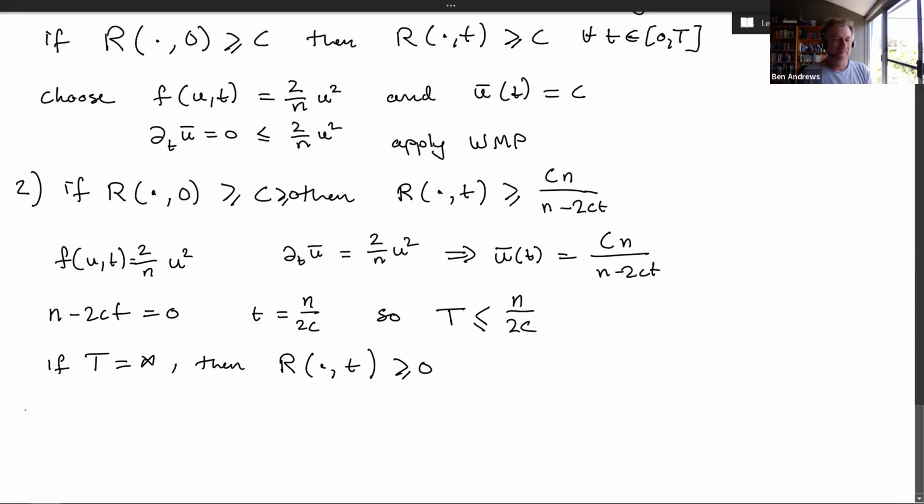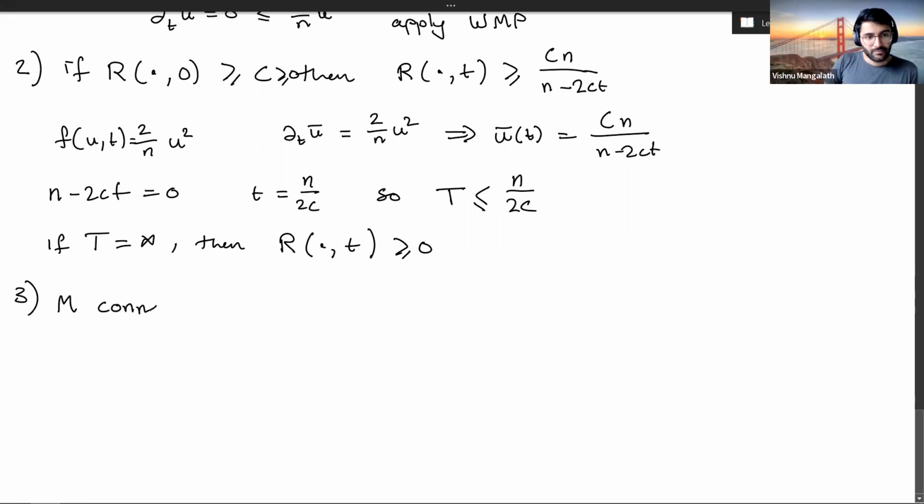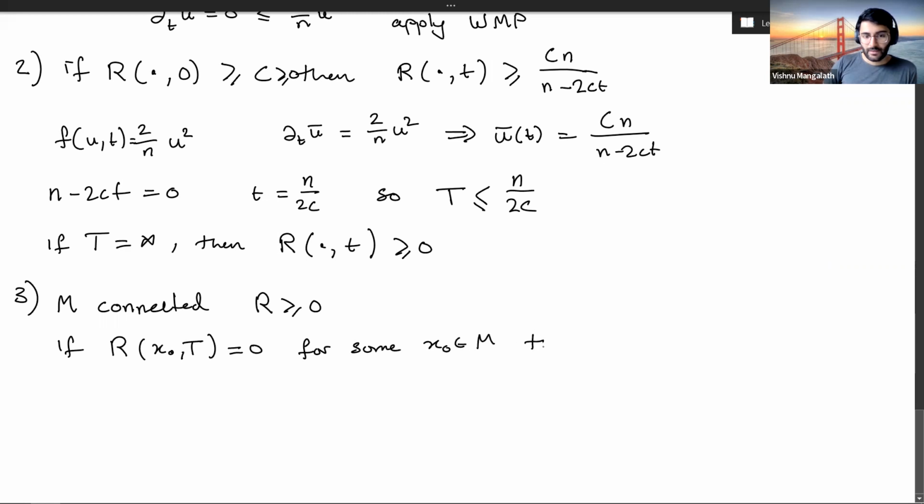So that's good. I'll do an example of the strong maximum principle that I could use it for. So suppose M is connected, and scalar curvature is greater than or equal to 0. If the scalar curvature at x0, t is equal to 0 for some x0 in M, then it's identically equal to 0.